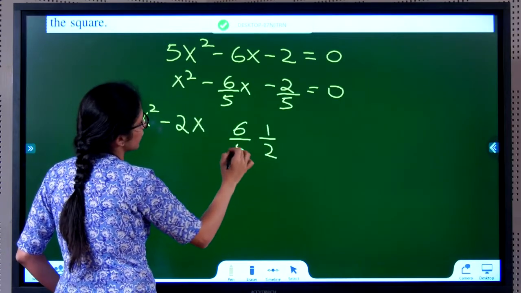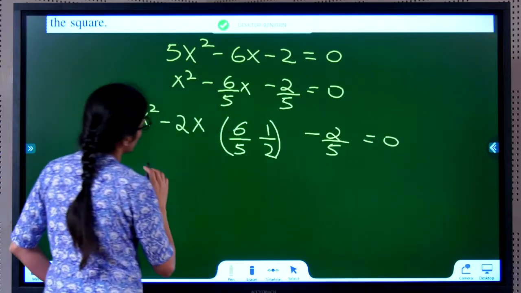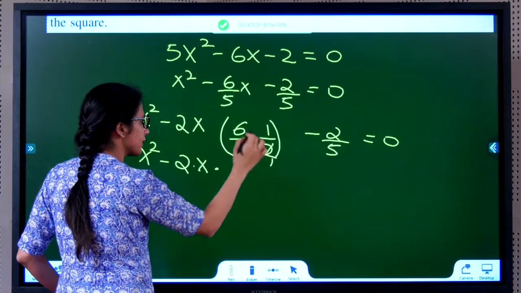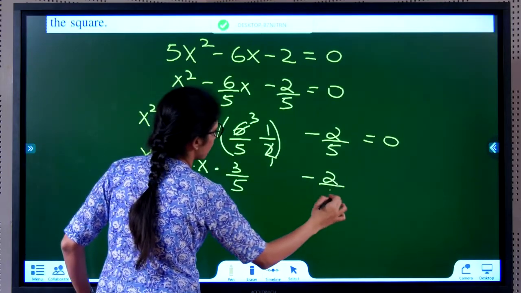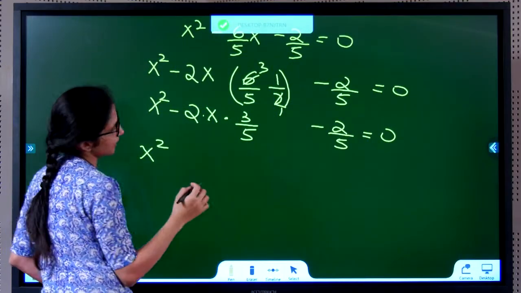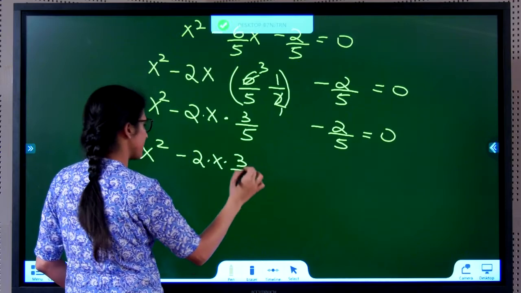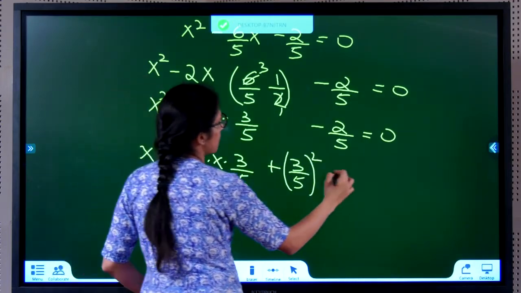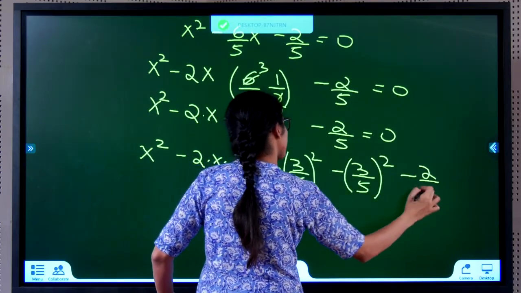Keep the constant here. So this will be my b, right? Keep the 2 by 5 outside. So this becomes x square minus 2 into x into 3 by 5 minus 2 by 5 is equal to 0. So you have to create your plus and minus b square. Minus 2 into x into 3 by 5, that's my b. So plus 3 by 5 the whole square, also minus 3 by 5 the whole square because you have added it, and 2 by 5.